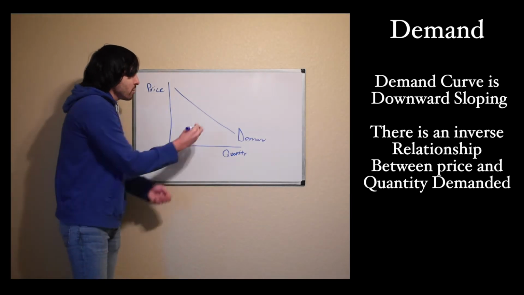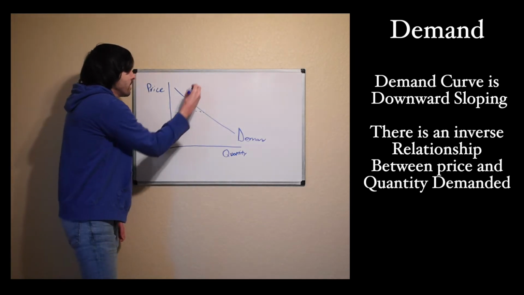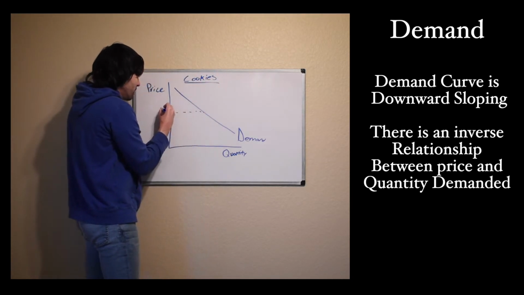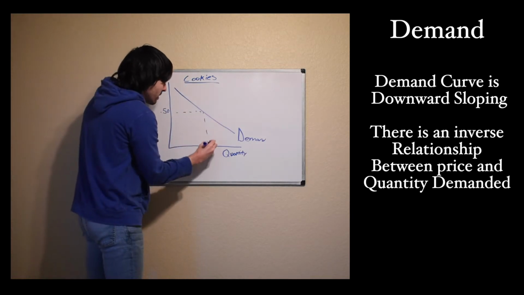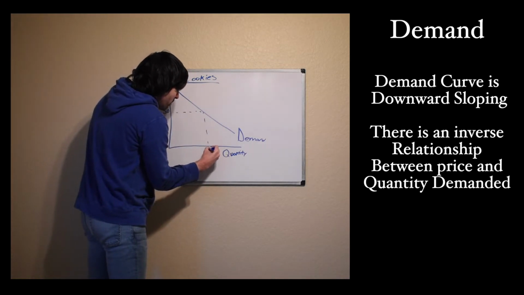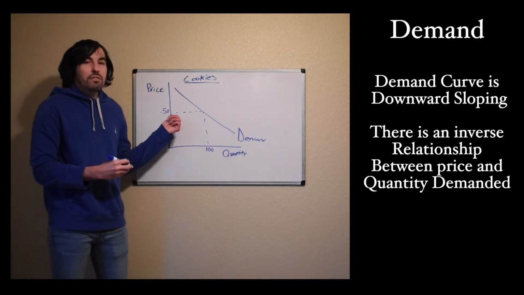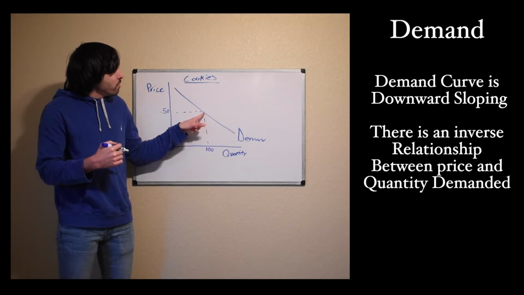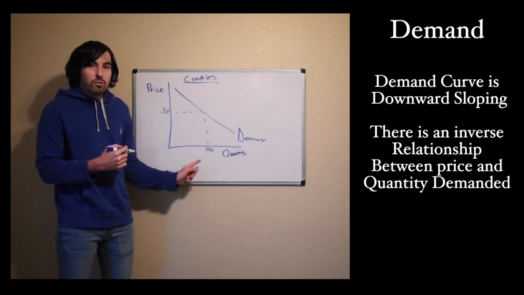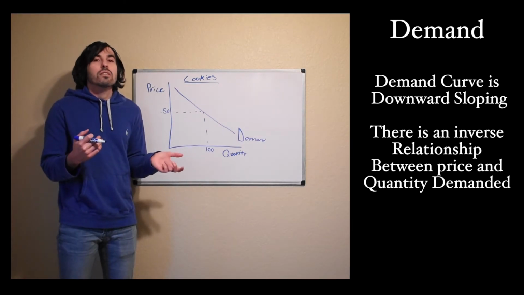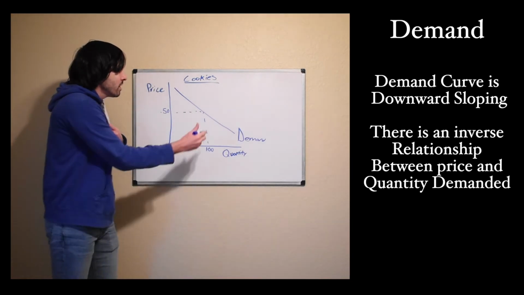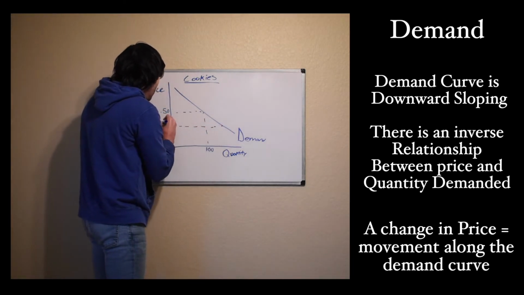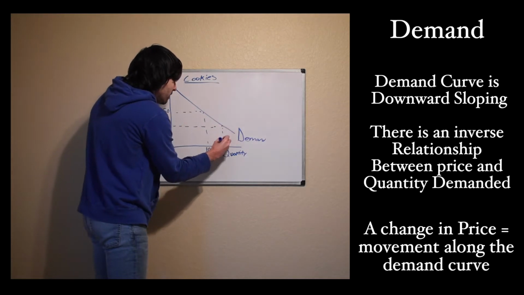I'll just show you an example of how this works real quick. Let's pretend that this product is going to be cookies. So this is cookies, and this will be 50 cents for a cookie. We would buy 100 cookies if they were 50 cents. So at a 50 cent per cookie price, the quantity demanded would be equal to 100. I could probably sell 100 cookies if they were 50 cents each.